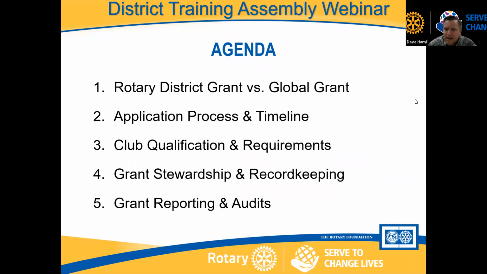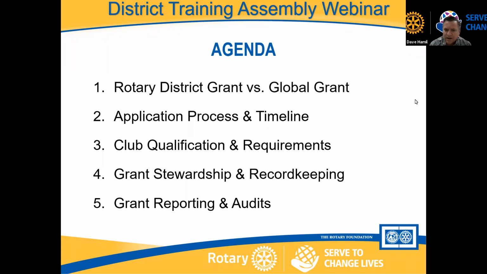So the agenda today, we're going to go over just some basic stuff because there may be new Rotarians here on the Zoom. But what's the difference between a district grant and a global grant? What is the application process? How does a club create an application for a grant? And what's the timeline of that? What are the requirements and the qualifications? What does a club have to do to be qualified and meet the requirements?